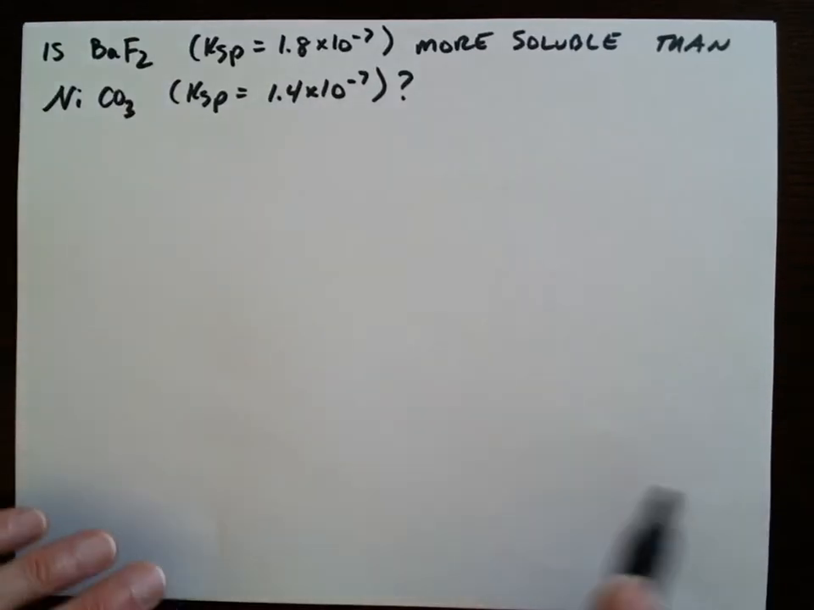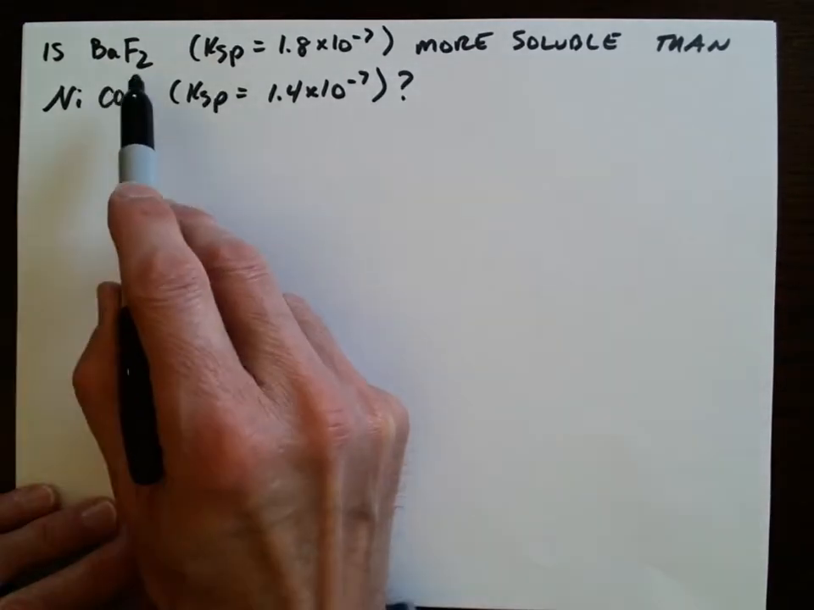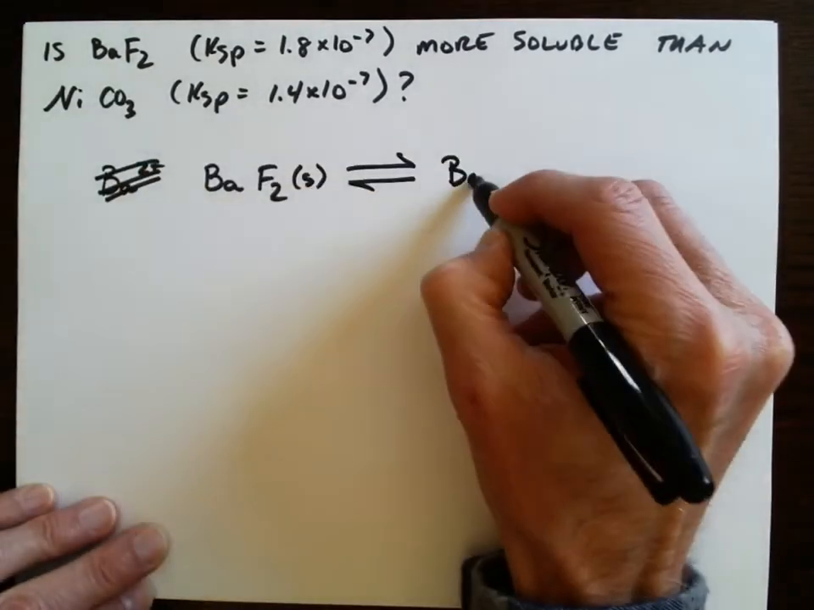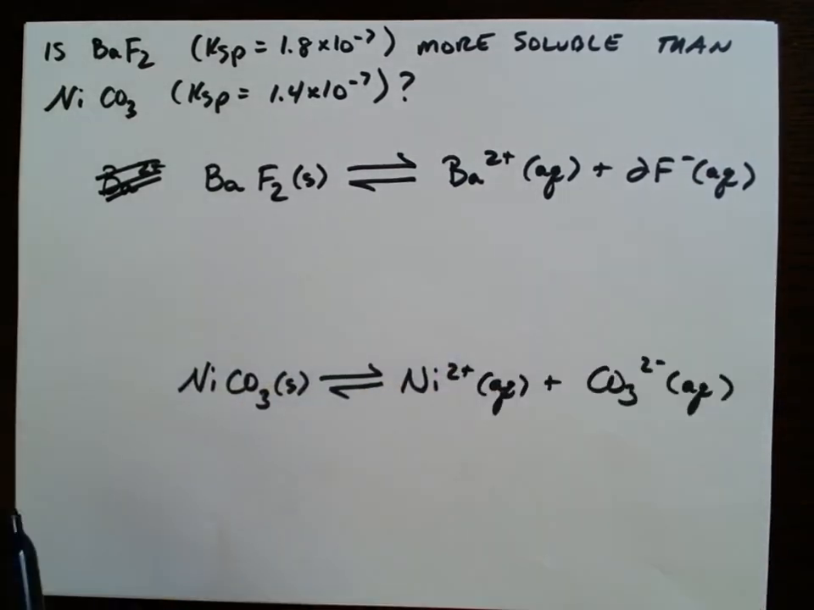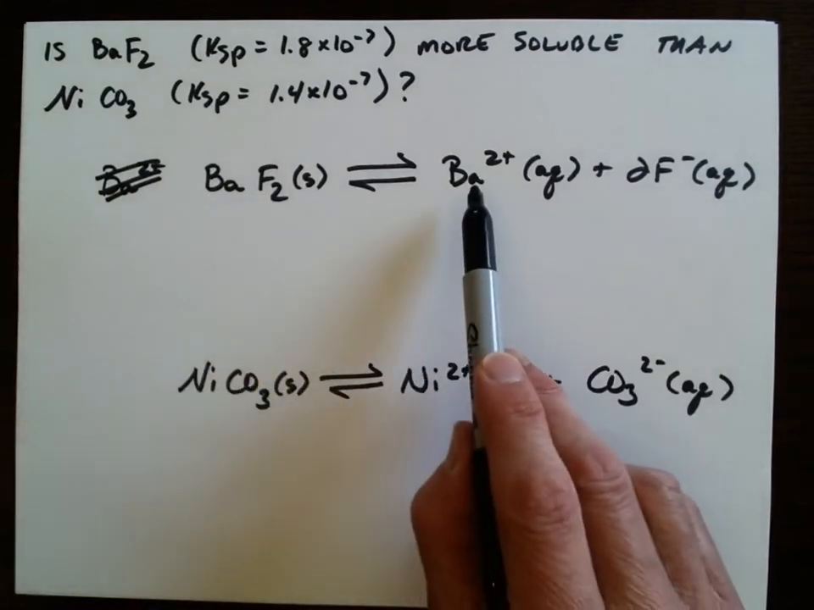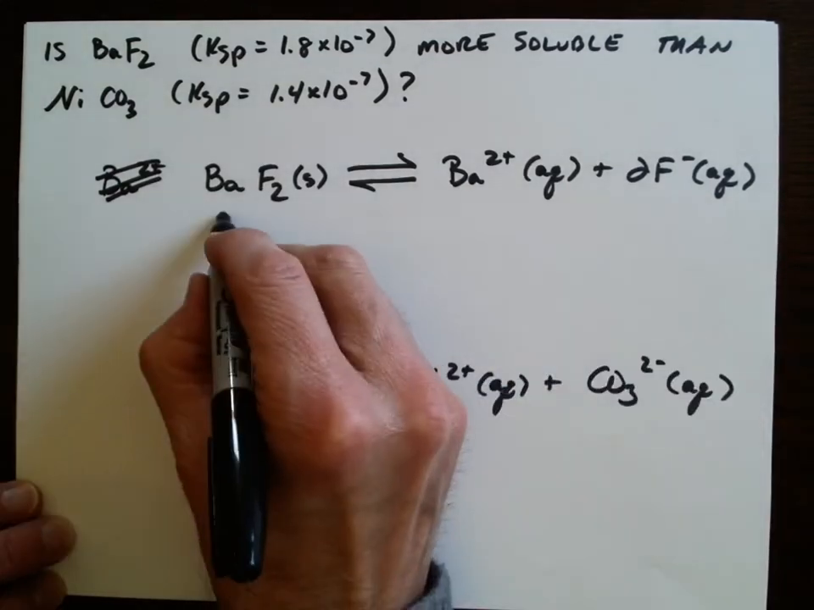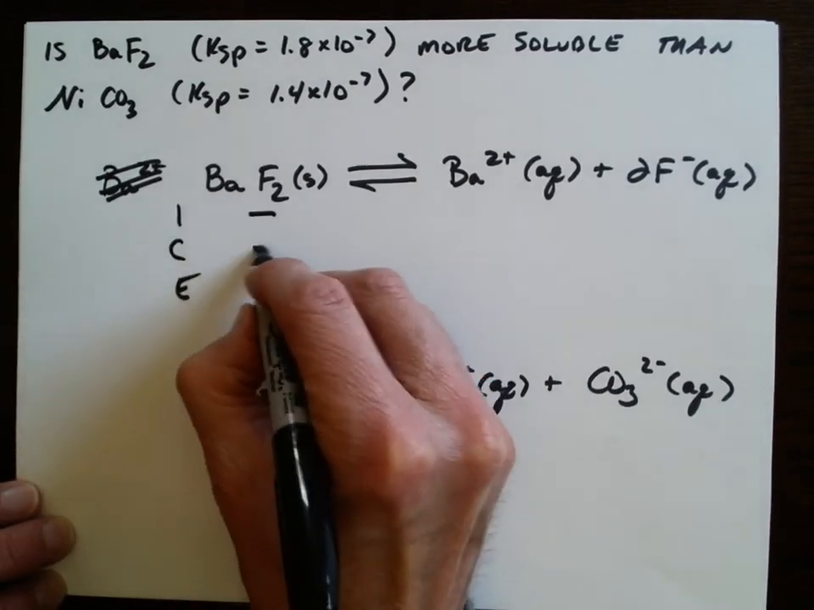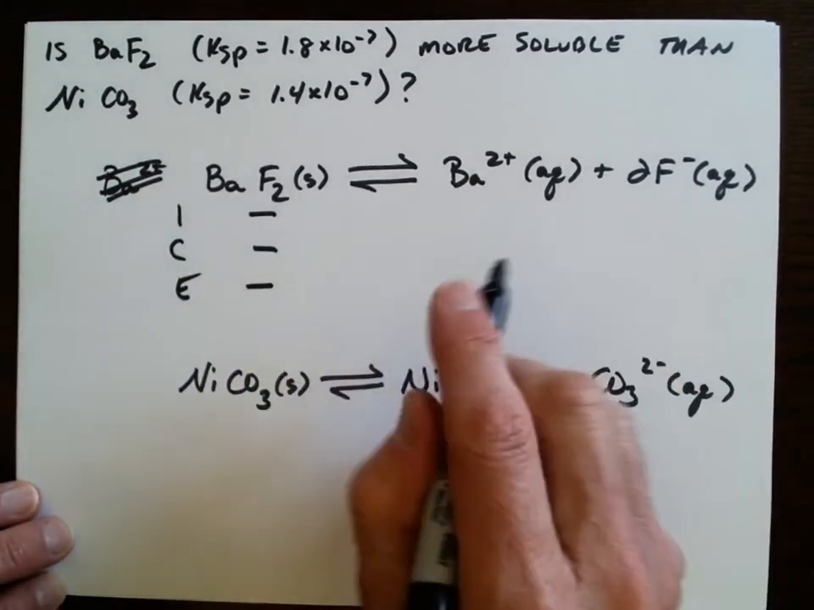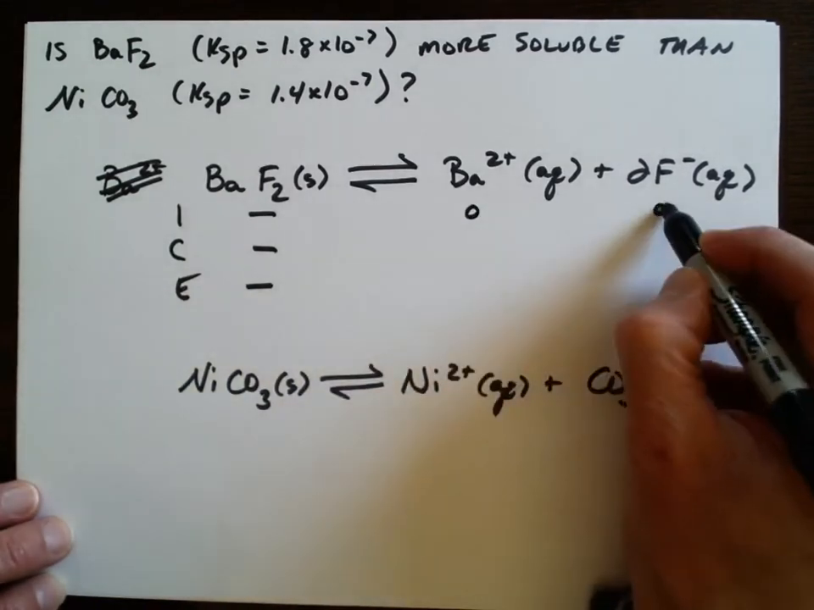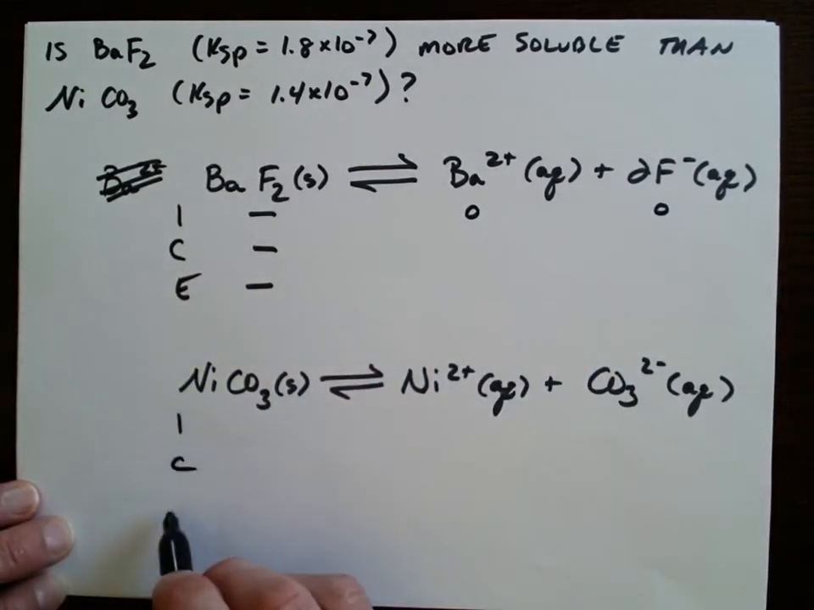Now we can't do the same analysis with this particular problem. The reason why we can't do the same type of simple comparison in this particular case is because barium fluoride dissociates into one cation and two anions, which is different than what's going on with nickel carbonate. So in this case, we're going to have to take a more quantitative approach. So let's do that. Let's use an ICE chart. We don't have to worry about the solid to see how much dissociation we're going to get from barium fluoride. And then we'll do the same thing here for nickel carbonate.